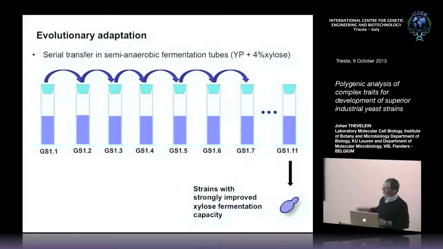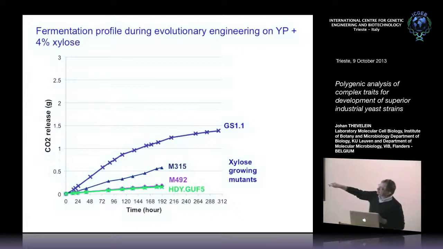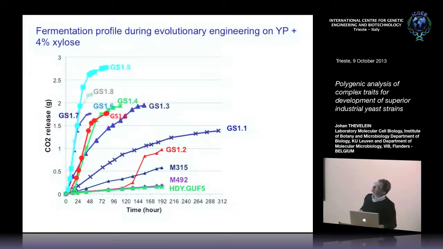And we did several generations like that, and we obtained strains with strongly improved fermentation capacity, as you can see here. This is the original parent strain that basically does very little. These are the mutants. This is a mutant that grew on xylose, but the fermentation is very poor. This mutant, M315, grew a little bit on the xylose, and you see there's some CO2 release from xylose, so it grows and ferments a little bit. Then the next generation was improved, somewhat better, third generation improved. We have here strains that have very fast release of carbon dioxide from the xylose. And this is a mixture, of course. It's a whole culture, a mixture.